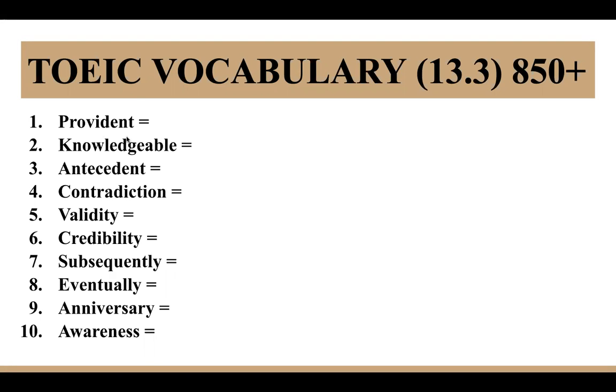This one, right? Provident, knowledgeable, right? Antecedent, preferences here. Contradiction, validity, proof, right? Proof, record, validity, credibility. Subsequently, subsequences, eventually, finally here. Anniversary or even awareness, right? Responsible for your number here. If you're ready, just type 2 synonyms here. 1, 2, 3, go.